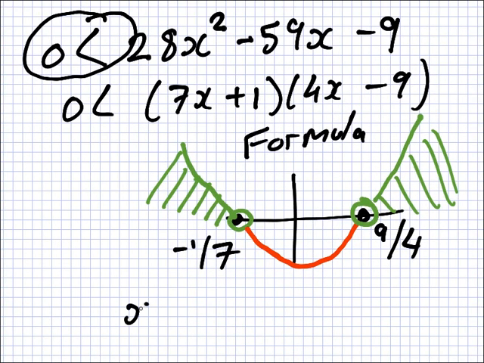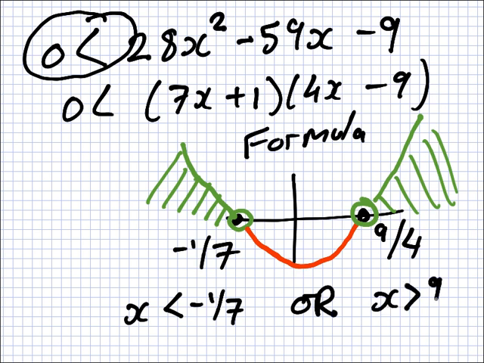We can say that x must be less than minus 1 over 7. That corresponds to the first answer here. Or the second answer is x more than 9 over 4. A common mistake that students make is they use more than and more than here, because they're thinking, oh, it's a more than, so the answer is more than and more than. Okay, it's not. X is less than minus 1 over 7, or x is more than 9 over 4, because we want these two parts of the graph.